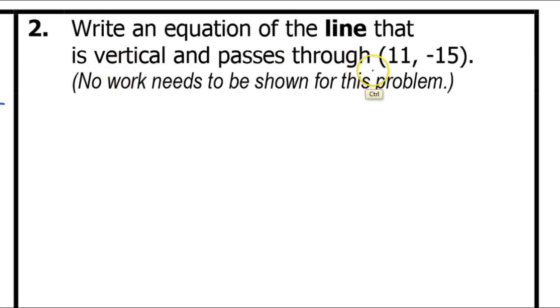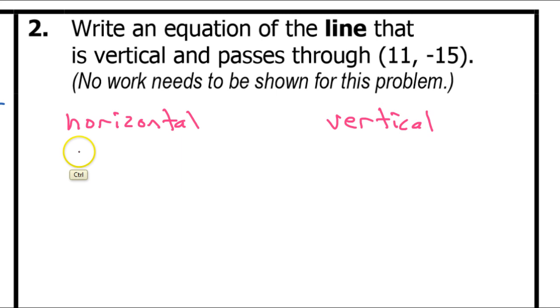For vertical and horizontal lines, we don't need the chart. These are special cases. Here's the information you need to know. Let's talk about horizontal lines, and we'll compare that with vertical lines. Alright, first of all, horizontal looks like this. Okay, that is horizontal. Vertical looks like this. Alright, make sure you have that concept.